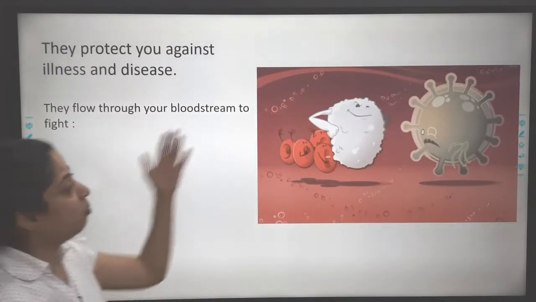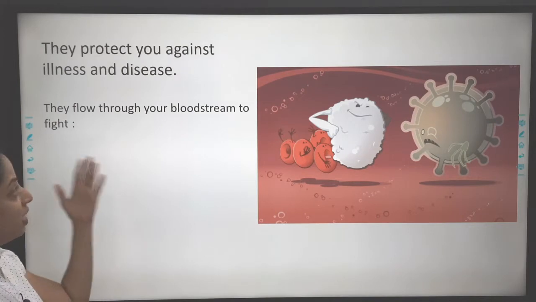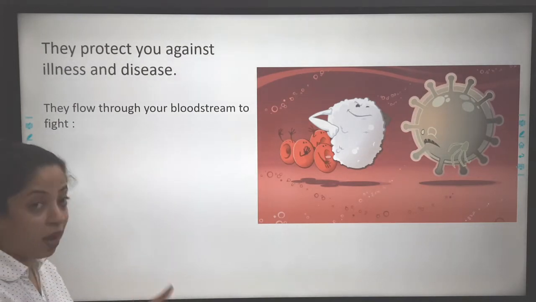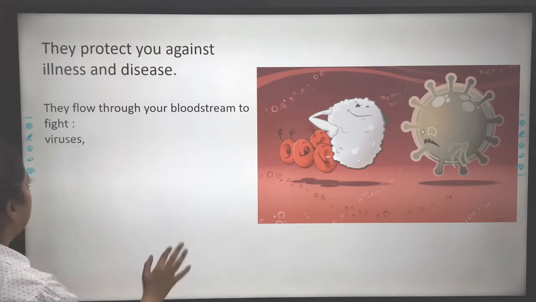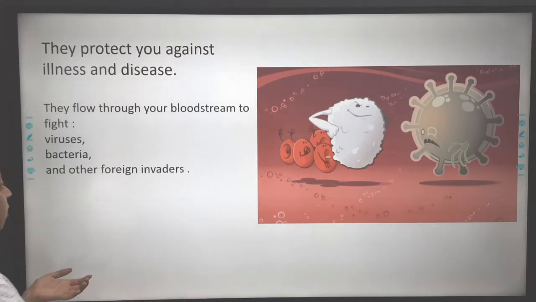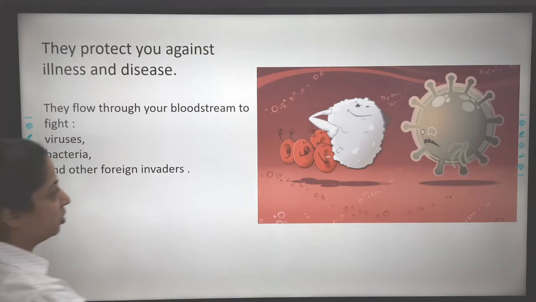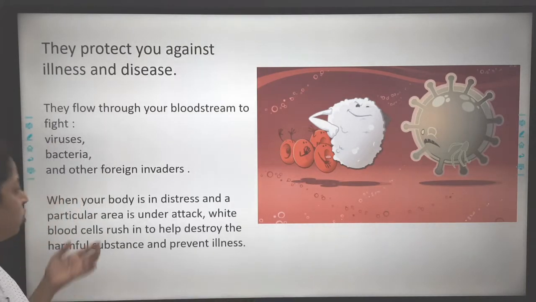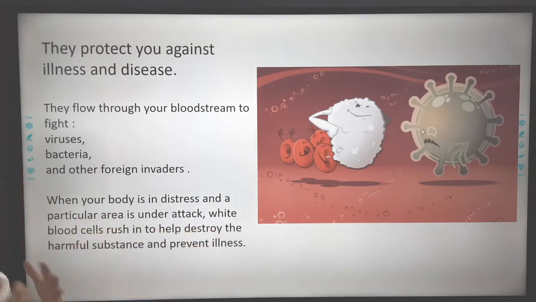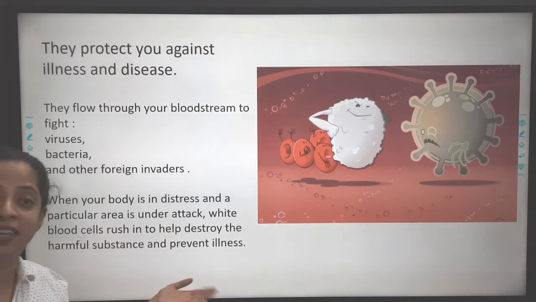Now children, the WBCs also protect you against illness and diseases. So they flow through your bloodstream to fight against viruses, bacteria and other foreign invaders. So when your body is in distress and a particular area is under attack of germs, then white blood cells rush in to help destroy the harmful substances and they prevent the illness.